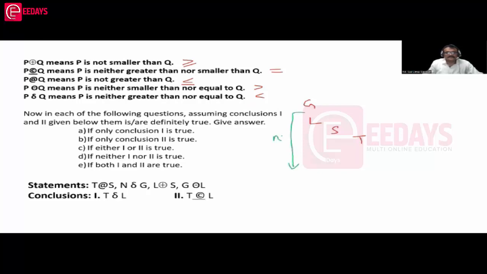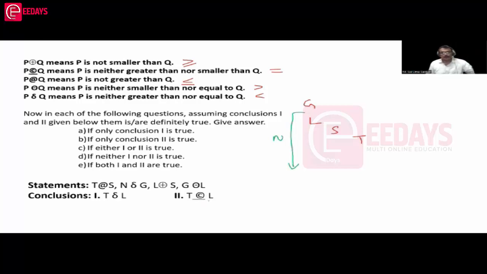See, here we know the relation among G, L, S, T. But we don't know the relation between N and L. We don't know the relation between N and S. We don't know the relation between N and T. Okay. Now, first one, T is less than L. Is it valid? No. There is no vertical line in between T and L. Only a diagonal line is there.